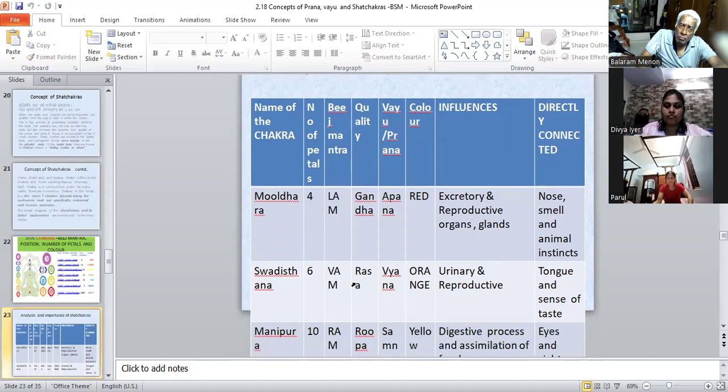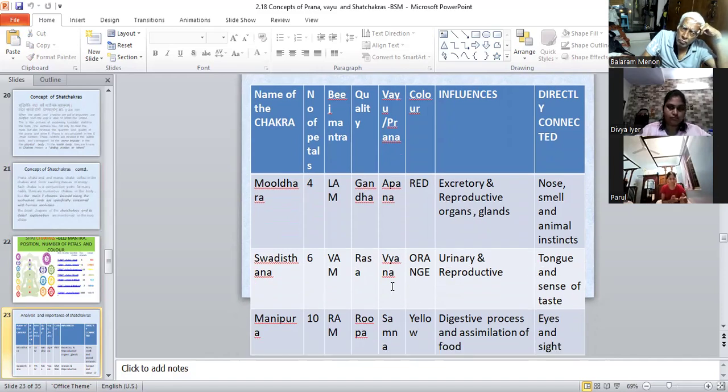Swadhisthana, Vam. Rasa. Vayu is Vyana Vayu. Color is orange. See, violet starts from the Sahasra Chakra. Please remember that. Urinary and reproductive system. Reproductive system is in both Muladhara and Swadhisthana. Tongue and sense of taste.